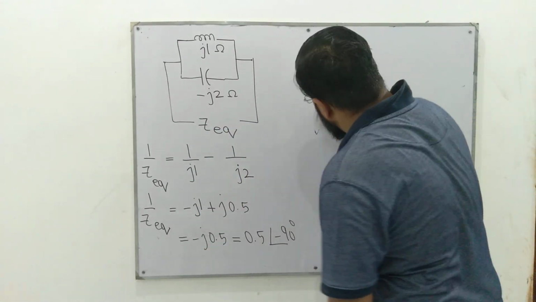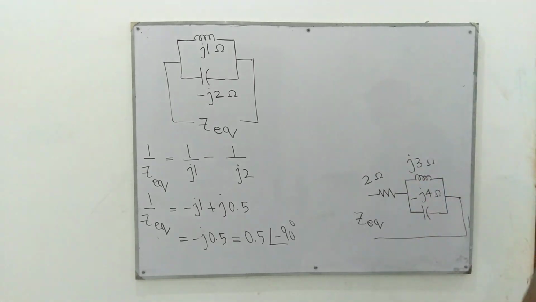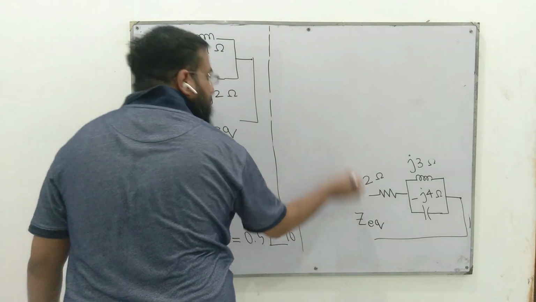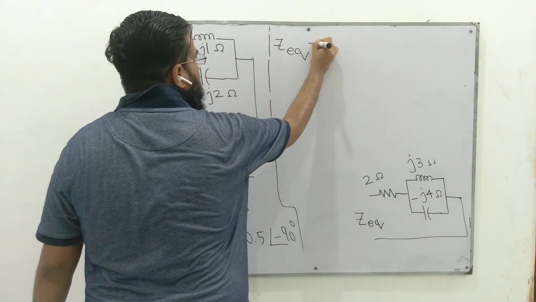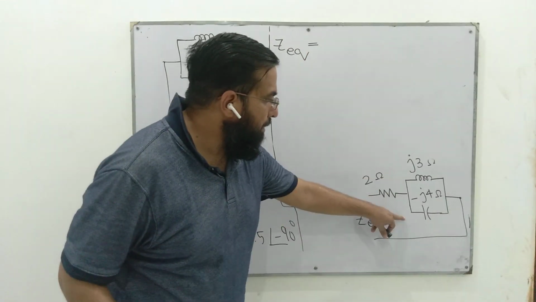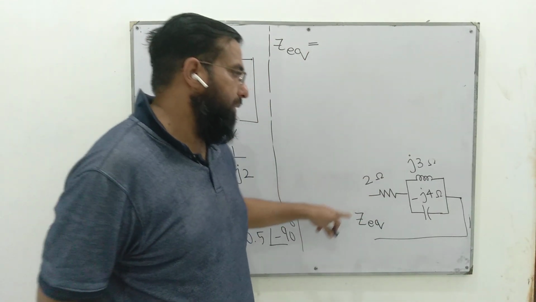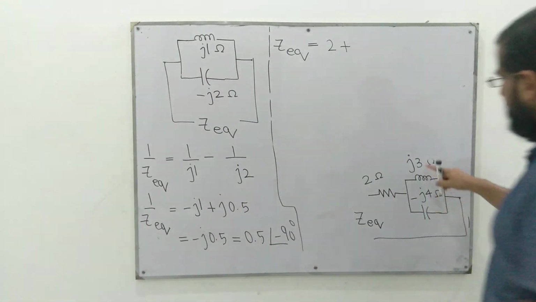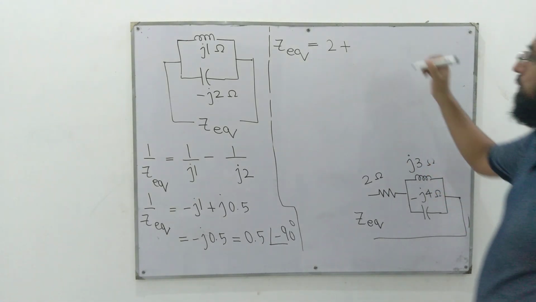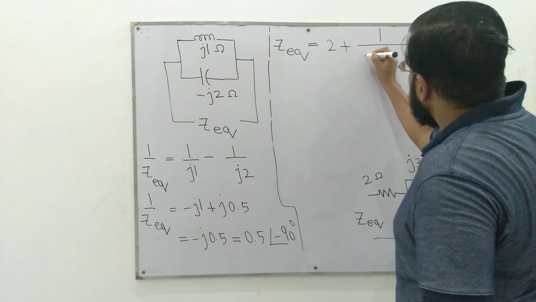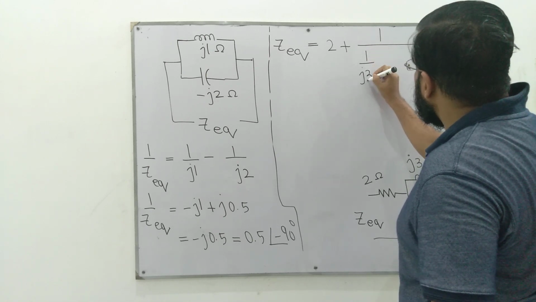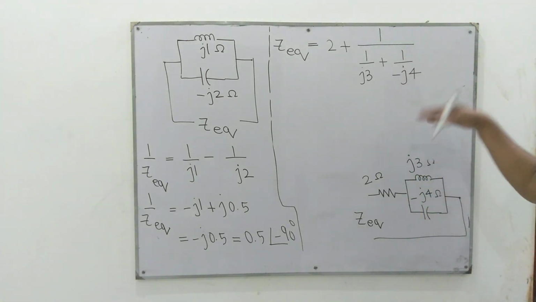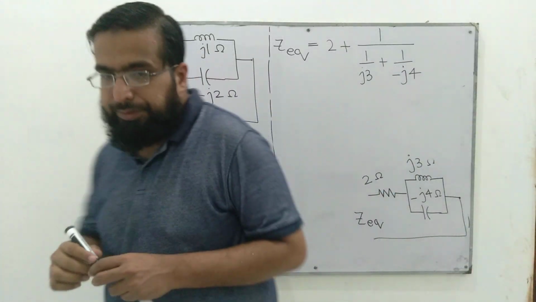If we have this as an example and we want to solve it for the C equivalent, we have these two in parallel plus this 2 ohm in series. So we can write it as 2 plus J3 and minus J4 in parallel. So this is 1 over J3 plus 1 over minus J4. We can solve this mathematics to find the C equivalent.